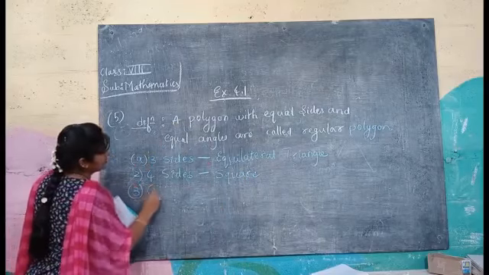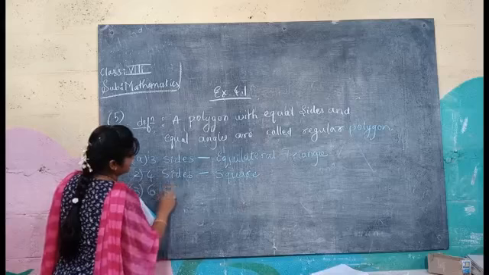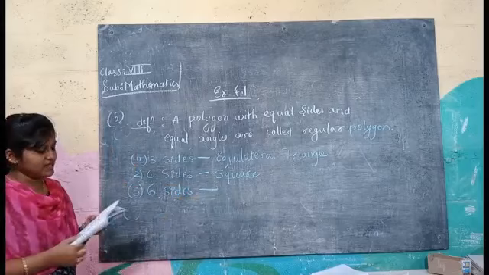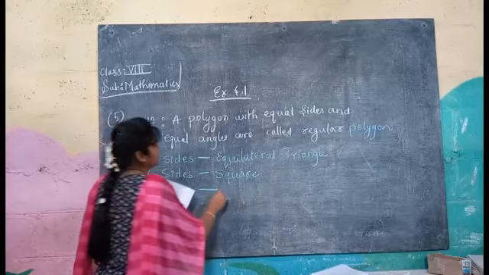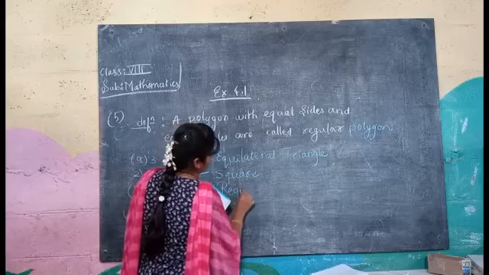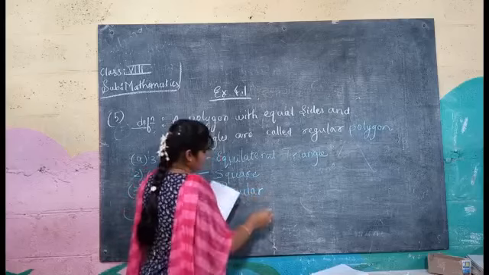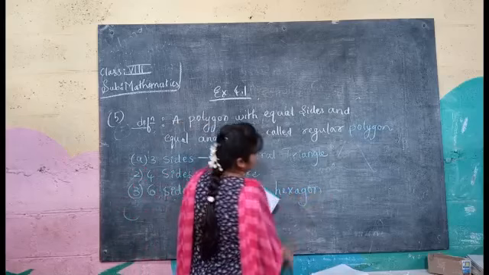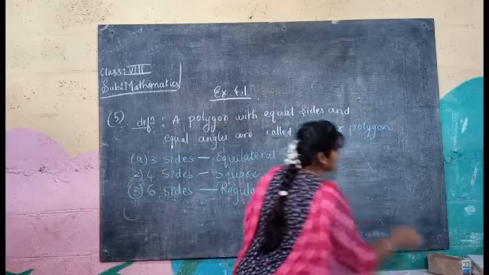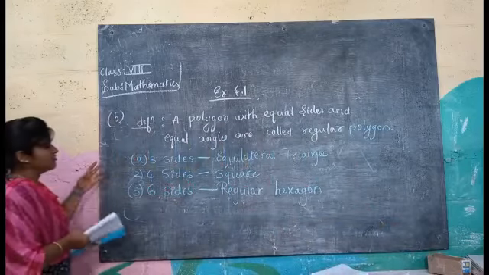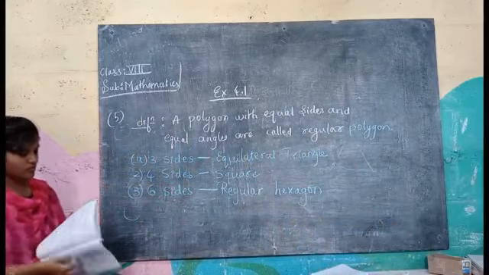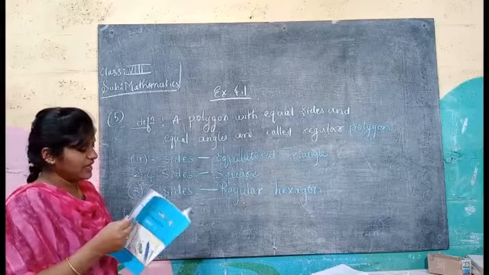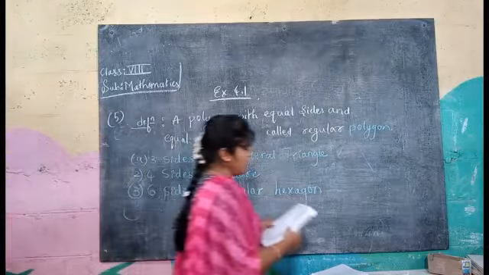When we have 6 sides, it will be what? It will be a regular hexagon. Okay? Understood now? Now write this one. 5th one answer. Copy this in your classwork, children, directly. We'll move on to the 6th main now.